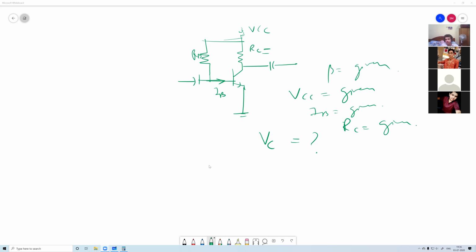So answer the question. RB is not given, Amit, but IB is given. And I'm not telling you to find RB. I need to find VC. VC equal to VCE plus VE. Yes, that is correct.